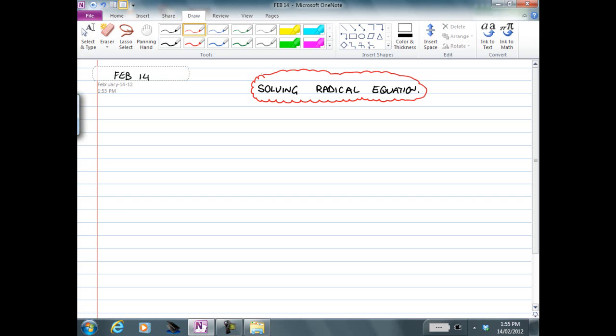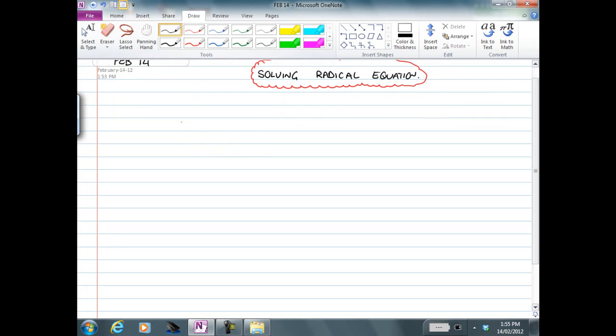Solving radical equations. Before I can teach you how to solve radical equations, I'm going to teach you how to find restrictions. Because in your book it asks you about this thing called restrictions, and a lot of you say, huh? How do I do that? In order to understand restrictions, you need to know a few basic concepts.